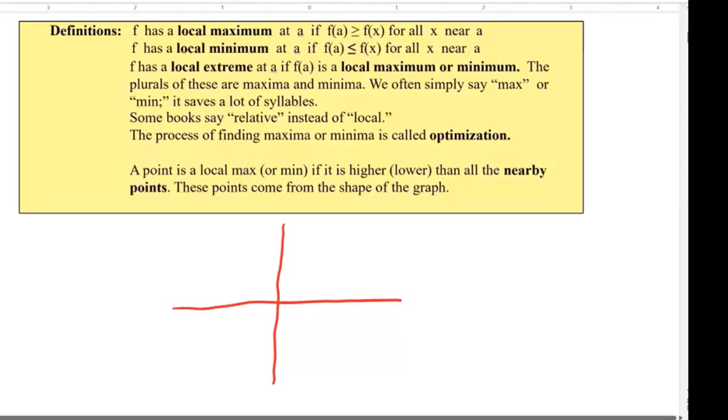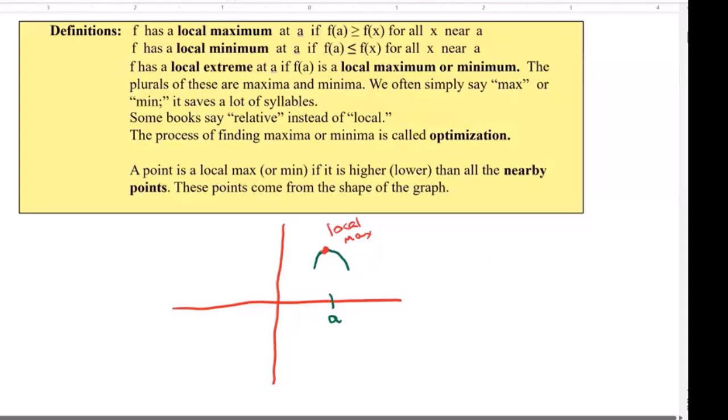So what that really means is, let's say we have an a here. f(a) is greater than all the f(x)'s around it. So it would look something like this, because it says near a. We can see that that gives us a local maximum. The reason we call it a local maximum is because we're just talking about a certain region. We're talking about things near a.